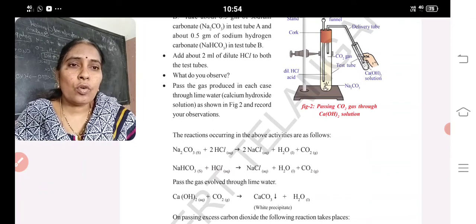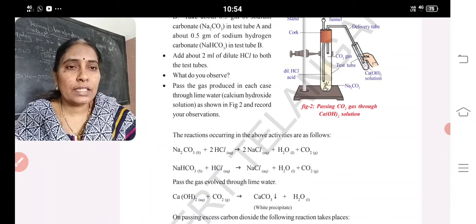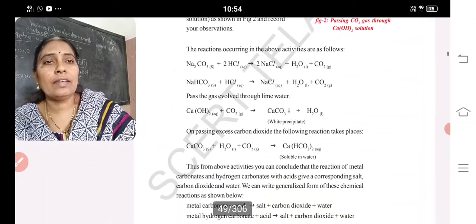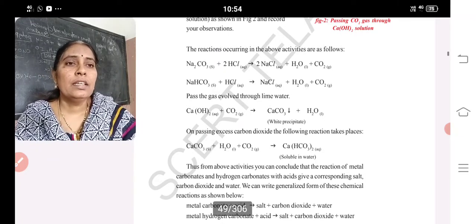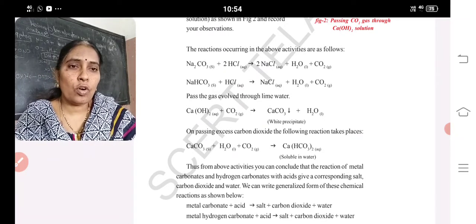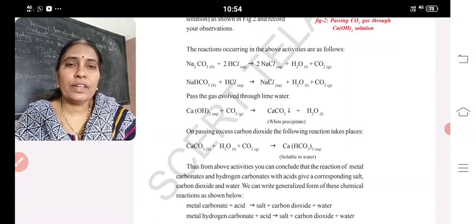So, calcium hydroxide plus carbon dioxide gives rise to calcium carbonate plus water. And on passing excess carbon dioxide, what happens? Calcium carbonate gives calcium hydrogen carbonate.